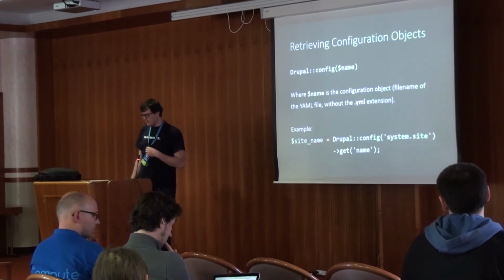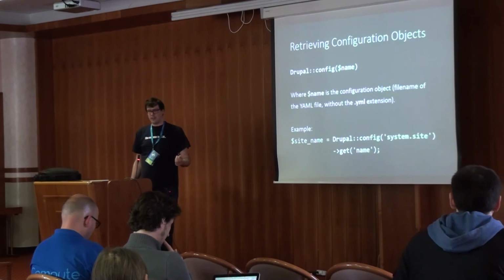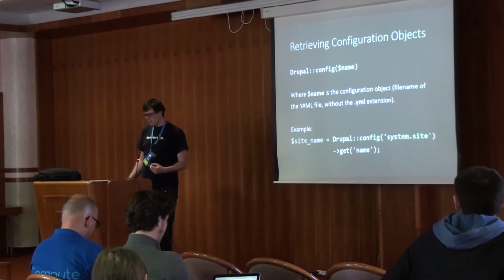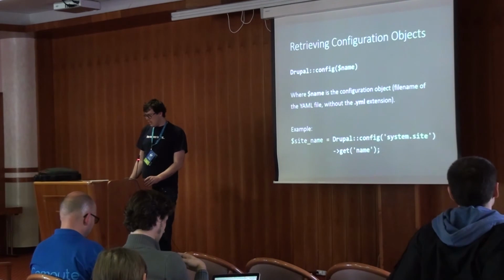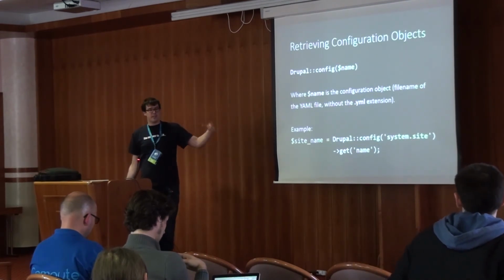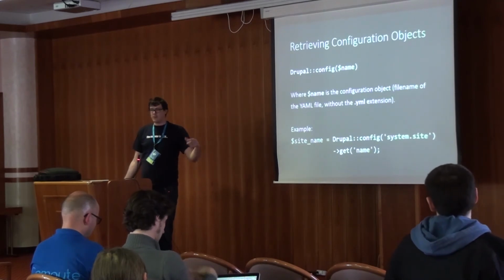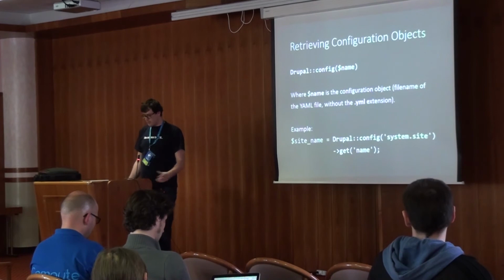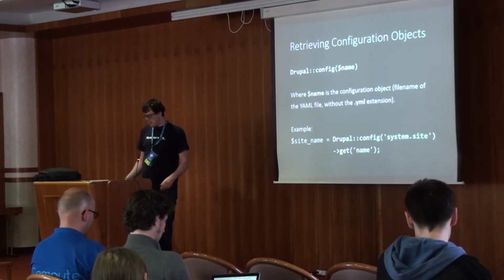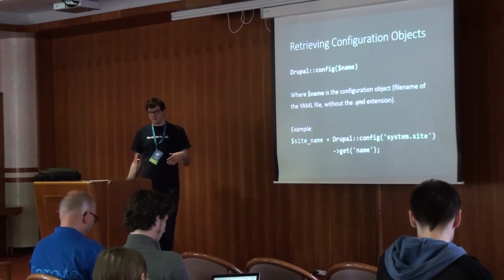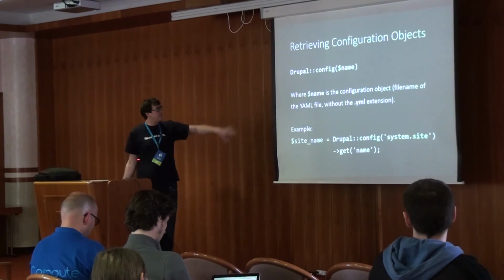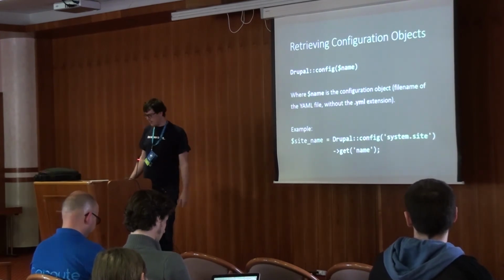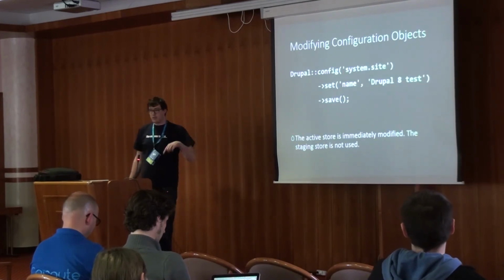But it's rather easy to work with, because if you want to retrieve the configuration, you use this global static function from Drupal, and you pass in the name of the configuration. This is the key, so this is the name of the file without the YAML extension. For example, for the site it would be Drupal config system.site, and then to get the site name, you use the get method and you pass in name. If you look at the YAML file, name is one of the keys in there.